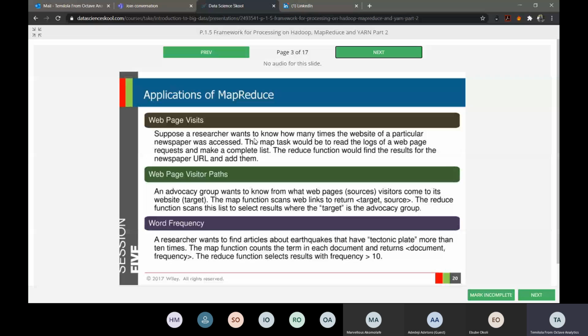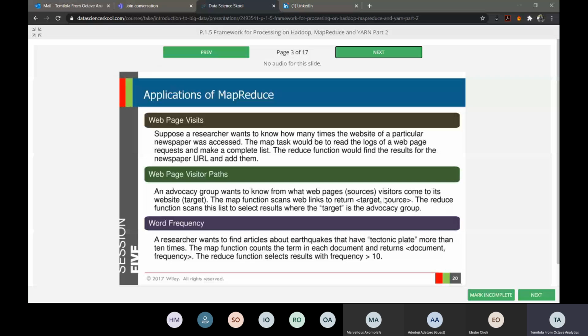So you have web page visitors paths. Let's say an advocacy group wants to know from what web pages people accessed their website. So one thing they can do is, the mapping function here, what would it do? The mapping function here will scan for the key, which is the target, then the value. The value here will be the source, meaning from which website did you access our page.